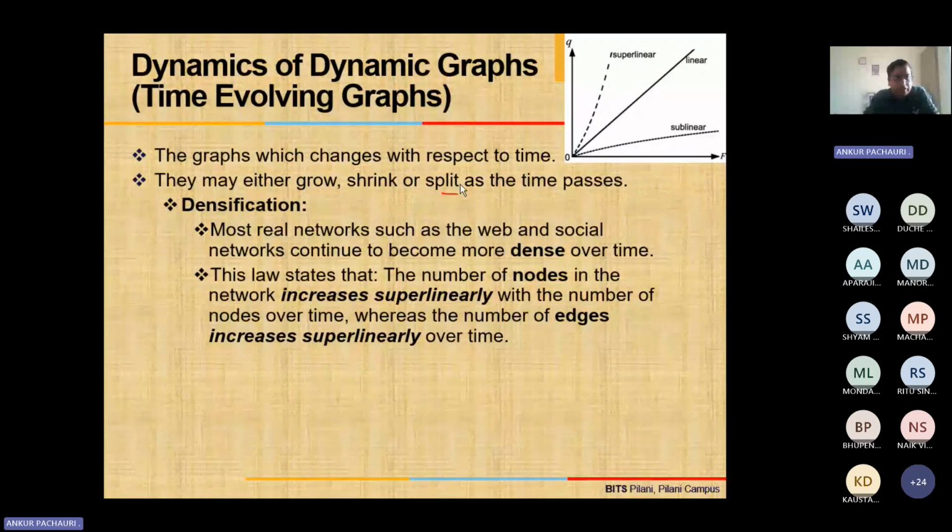This law states that the number of nodes in the network increases. So this I have to explain. The number of nodes in a network increases superlinearly, meaning with a very high exponential power with the number of nodes over time, whereas the number of edges also increases superlinearly over time, and that too at a far larger rate than the number of nodes.